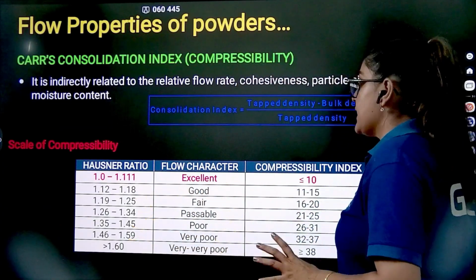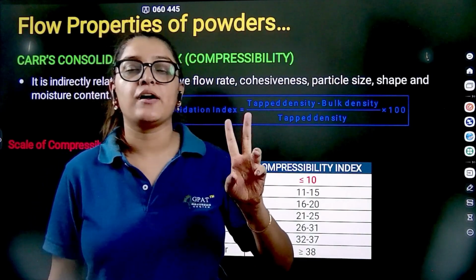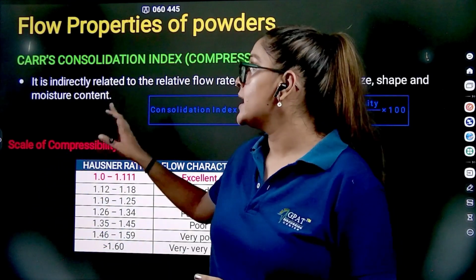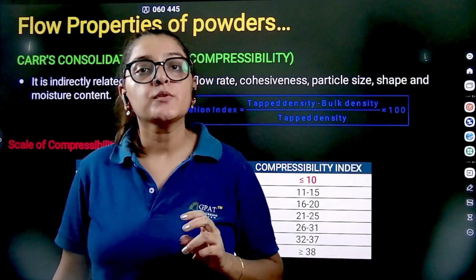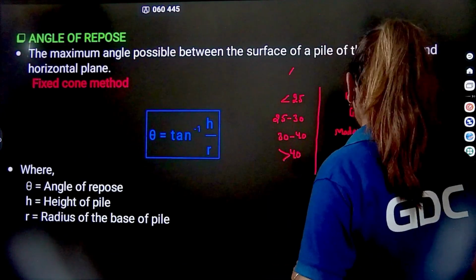So by now it must be clear, flow property can be calculated by three methods, of which we have discussed two. Number one is the Carr's index. Number two is the Hausner ratio. Okay, let's move back to the angle of repose.